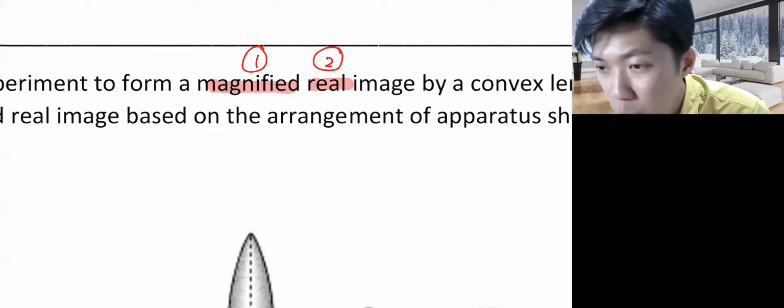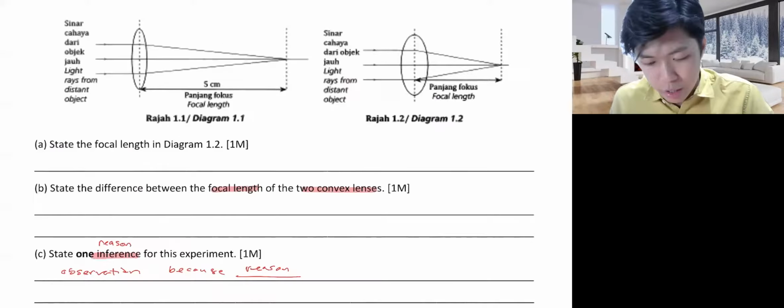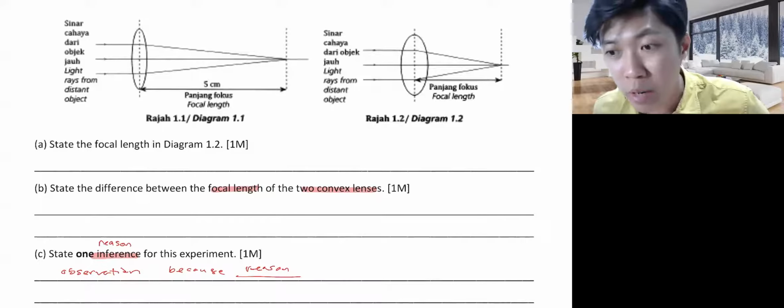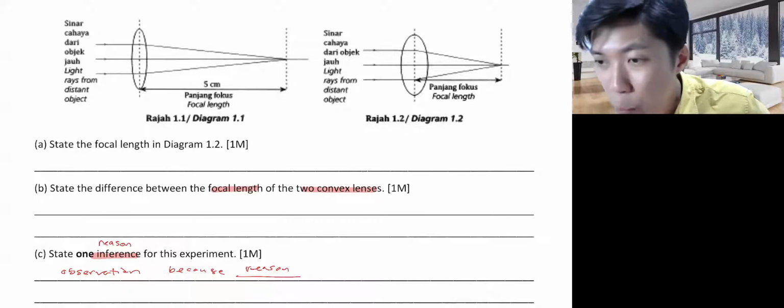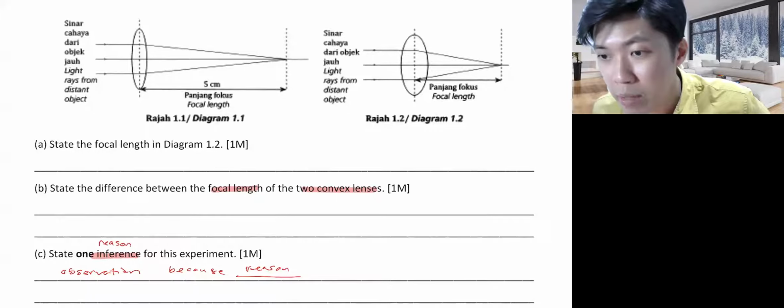If it's responding for this one, our responding variable will be focal length, just like that. Manipulated is thickness of the lens. Yes, correct. Manipulated is thickness of the lens.